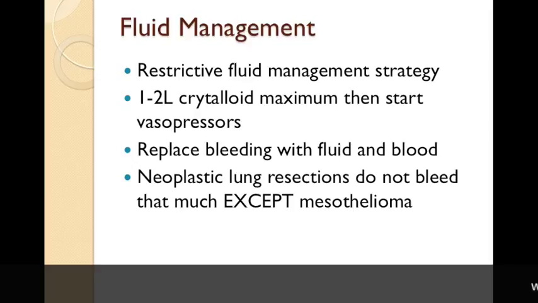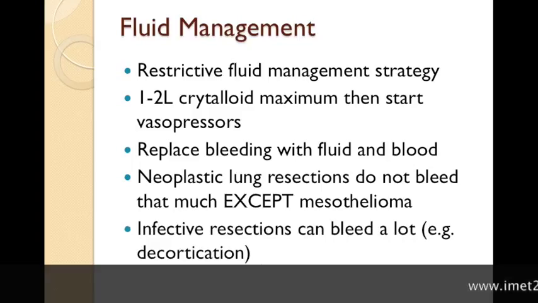The other cases that bleed a lot are tuberculosis cases. And if you work in Africa and countries where there's still a fair bit of tuberculosis, you see when they strip the pleura, they do decortications to try and re-expand the lung and remove the inflammatory tissue. They bleed a lot as well.